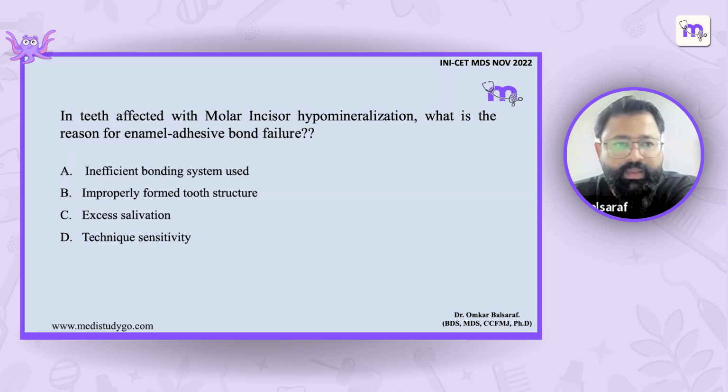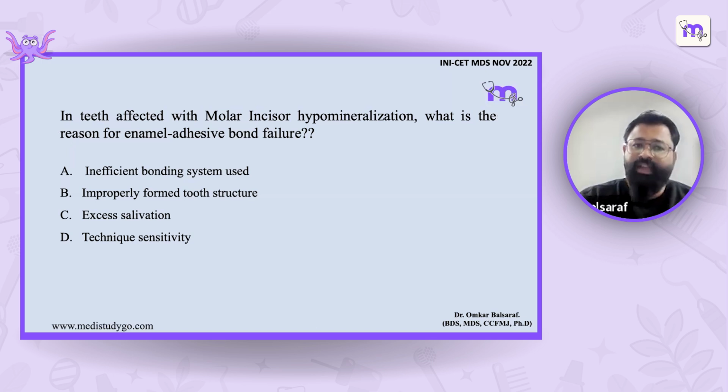In teeth affected with molar incisor hypomineralization, what is the reason for enamel adhesive bond failure? In hypomineralization, there is less mineral content, and the enamel adhesive bond can fail. So what is the exact reason? Option A being an inefficient bonding system used. Because they have said hypomineralization, it means improperly formed tooth structure. It can't be excess salivation because a molar is being mentioned.